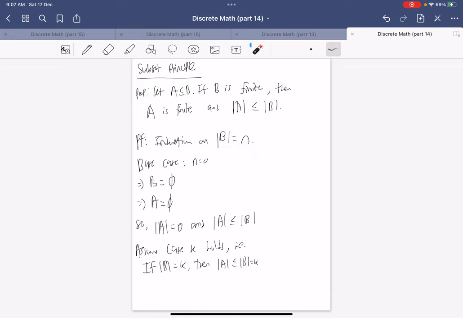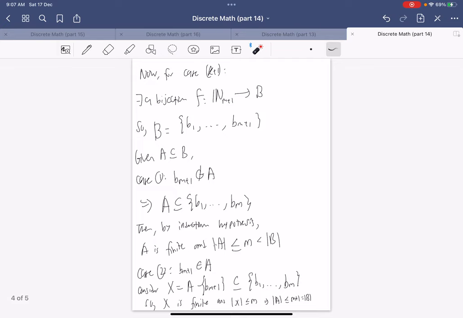So now we assume that the case of M holds. If the cardinality of B is M, then the cardinality of A is less than or equal to M. And now, for the case of M plus 1, there exists a bijection from 1 to M plus 1 to B. And so B can be listed out as follows, from B1 to B(M+1).